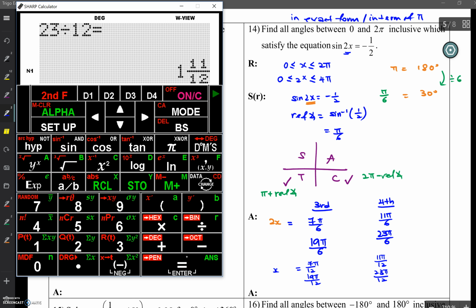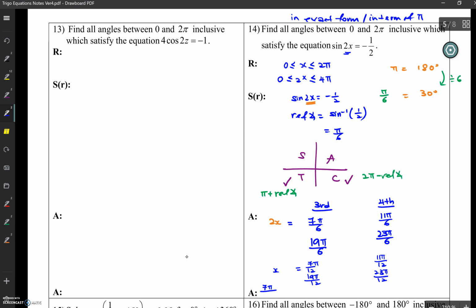Okay, so like that, I'll just need to leave my answer in ascending order. 7 pi over 12 and 11 pi over 12, 19 pi over 12, 23 pi over 12. And that's all for the answer.